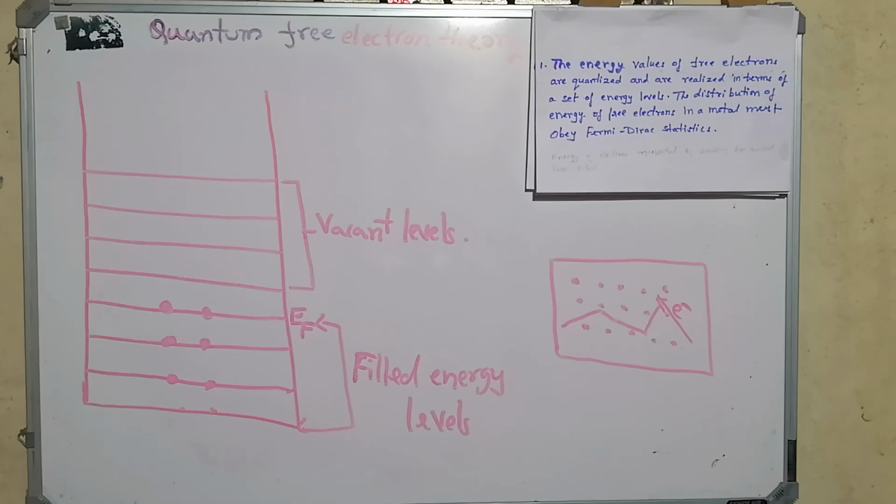They are quantized. Some electrons have energy equal to E1, some of them equal to E2, some of them equal to E3, and so on. That means energy values are increasing in steps. So, we can represent the energy of these electrons by drawing horizontal lines. Those horizontal lines are called energy levels. And the distribution of energy of free electrons must obey Fermi-Dirac statistics. I will speak about Fermi-Dirac statistics a little later.